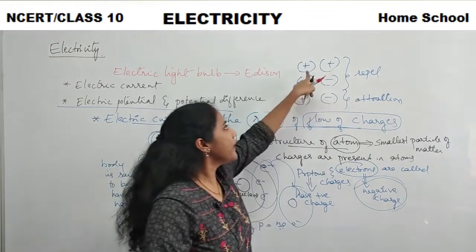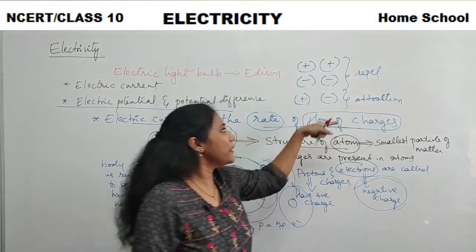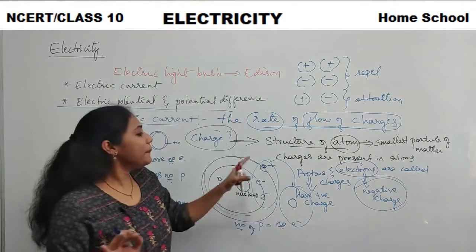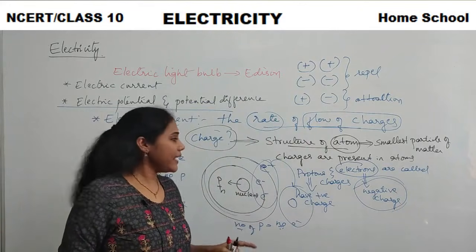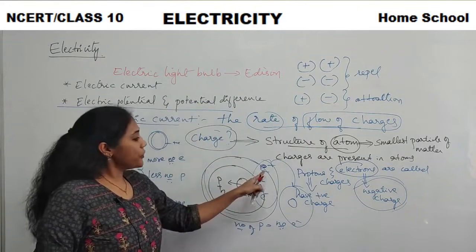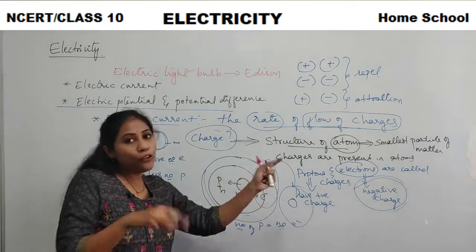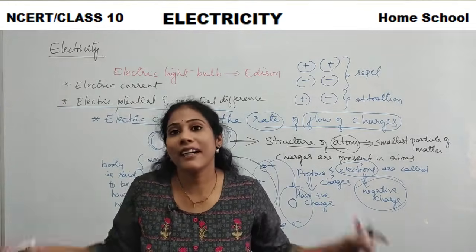So there is a repulsion between two like charges, and there is an attraction between two unlike charges. Clear? This is the basic concept on charges. And as I just said, electricity is produced when these negatively charged electrons move from one atom to another atom. Now let us discuss that concept.